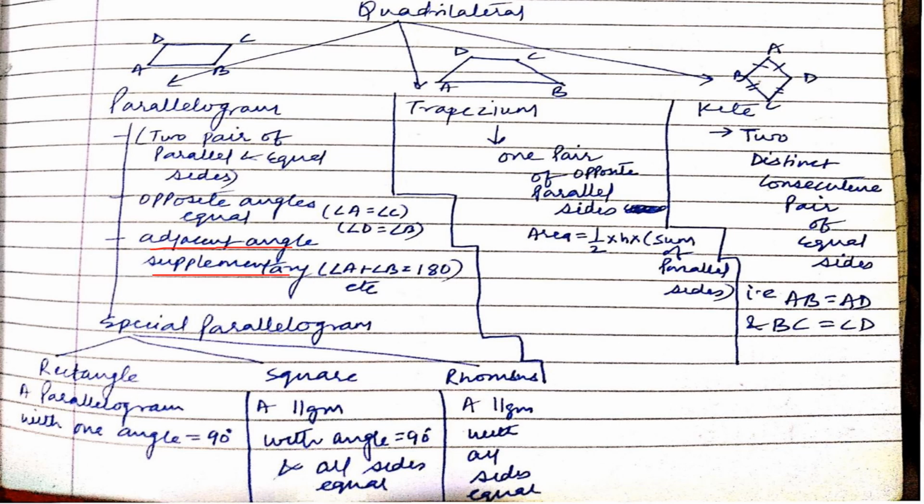If you remember the terms from the last class, supplementary and complementary. Complementary means the sum of angles is 90 degrees. Supplementary means the sum of angles is 180. So, adjacent angles are supplementary.